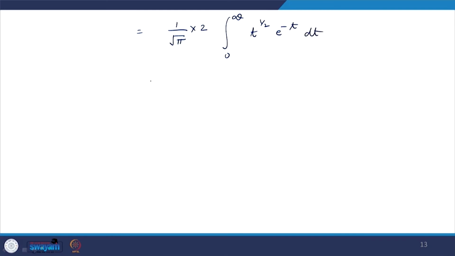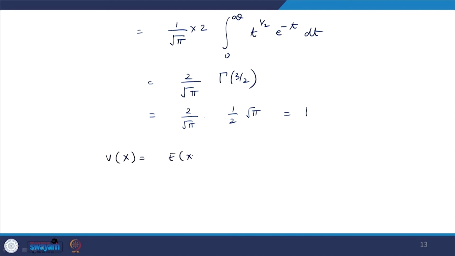And this is nothing but gamma 3 by 2. That is further equal to 2 upon under root pi times gamma 3 by 2, and gamma 3 by 2 is 1 by 2 under root pi. So this is 1. So the variance is the expectation of z square minus the expectation of z whole square. So that will be 1 minus 0, that is 1. I mean for z, this is z here.